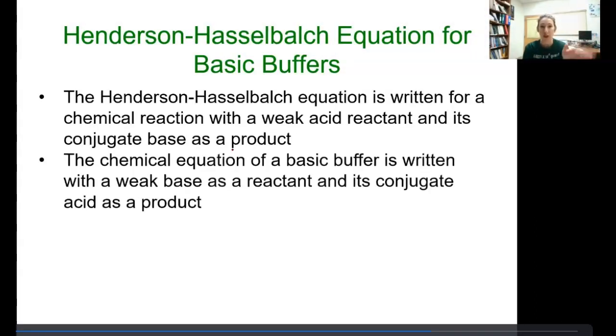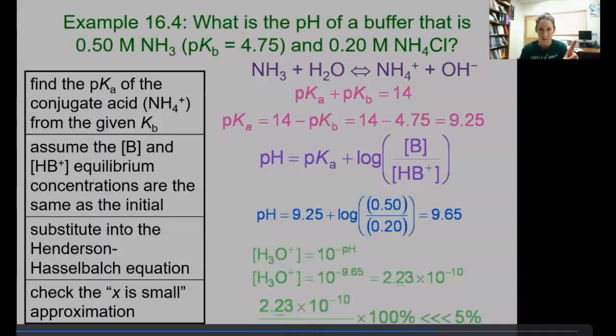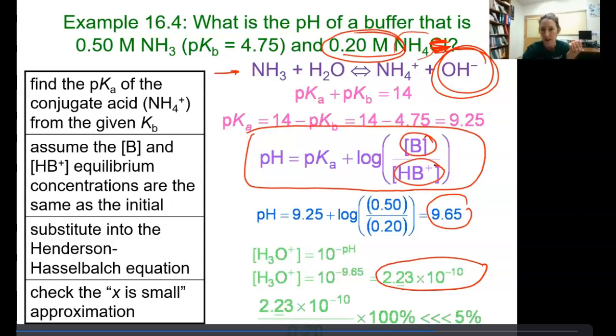What you can do is rearrange the Henderson-Hasselbalch equation and make it with pOH. All you use is your pKb, and it's just like before, your conjugate acid over your base. This way you don't have to change it into pKa. I'm going to go back so you can see the difference. Here's our regular Henderson-Hasselbalch: base over conjugate acid, and it's pKa. I'm going to change this to pKb, and then you just flip these two.